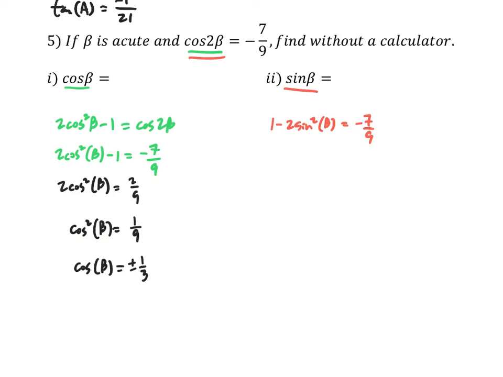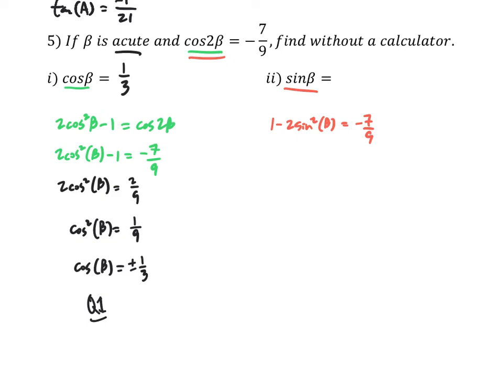Now, with this, you might think there's 2 answers. There's not. There's only one. B is acute, or beta is acute. Therefore, I'm going to take the positive, because I'm in quadrant 1, right? If it's acute, that angle would be in quadrant 1, which would mean cosine would have to be positive 1/3. Okay, so I know cosine beta is 1/3.